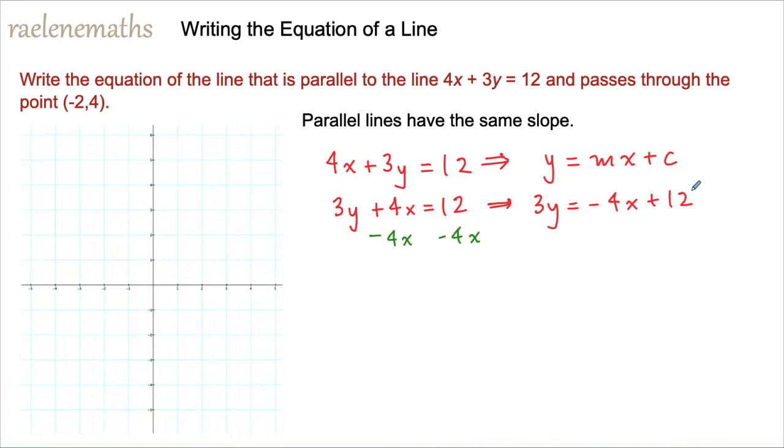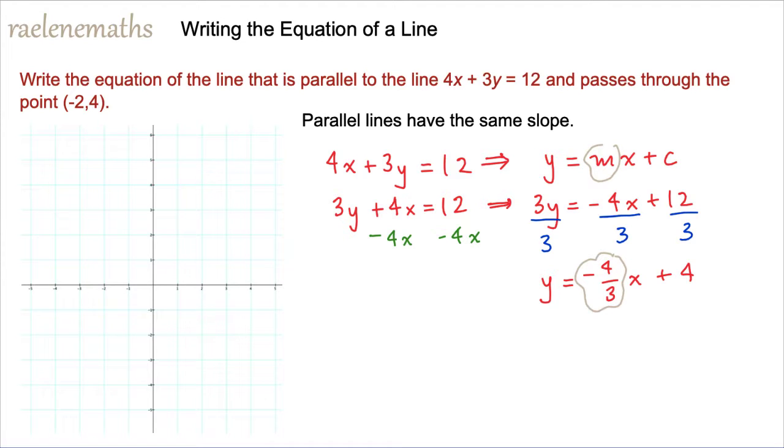Then we divide both sides of the equation by 3. When we divide the right-hand side of the equation, because there are 2 terms, each term gets divided by 3. And when we simplify, we see that y is equal to negative 4 over 3 times x plus 4. From here we can see that the gradient of the line is the coefficient of the x, and therefore the gradient is negative 4 over 3.